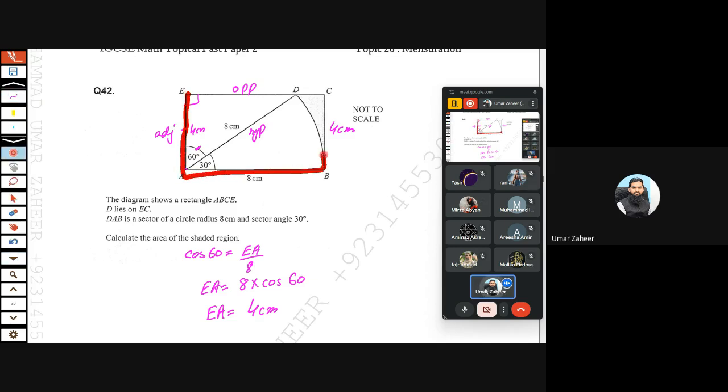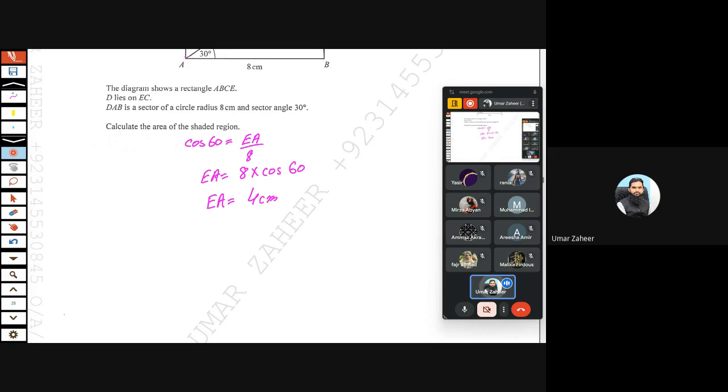Now it is going to be easier to find the shaded area. First of all, you have to find the area of the rectangle and then subtract the area of this triangle and the area of this sector. So you will get the area of this shaded part. All right, so we have to find the shaded area. Shaded area is equal to area of rectangle minus area of triangle minus area of sector.